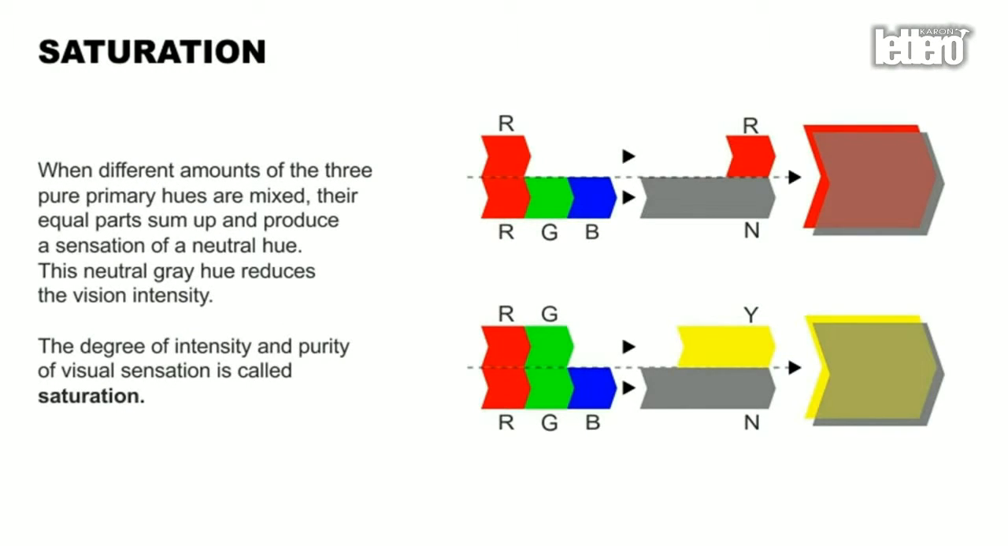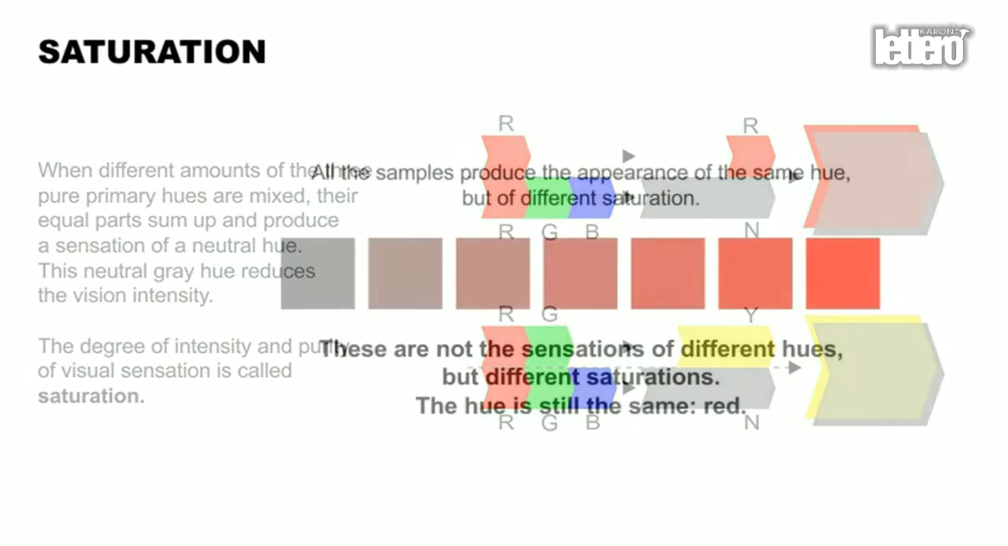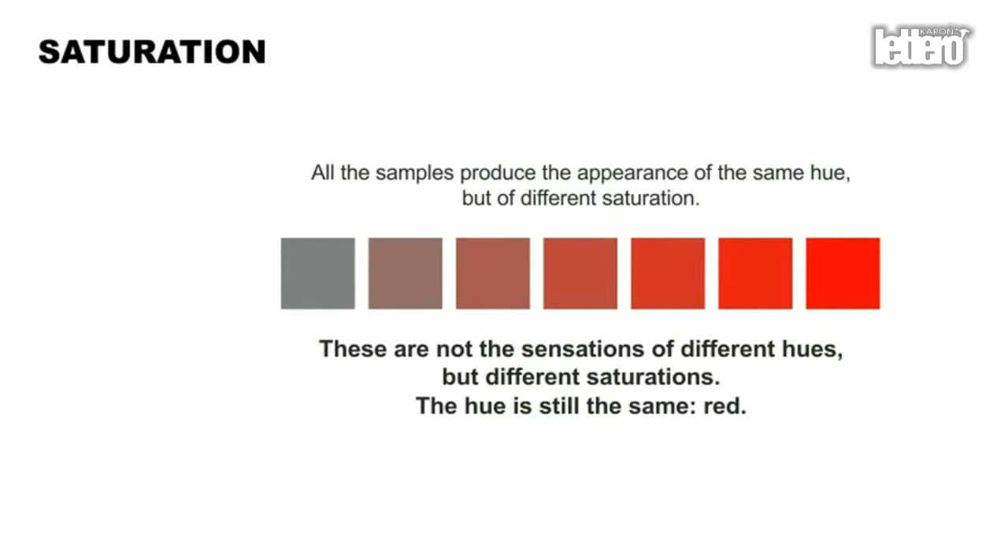When different amounts of the three pure primary hues are mixed, their equal parts combine to produce the sensation of a neutral grey hue. This hue reduces the sensation of intensity. The degree of intensity and purity of a visual sensation is called saturation. All the samples produce a sensation of the same hue, but with different saturations. These are not sensations of different hues, but of different saturations. The hue is still the same, red.